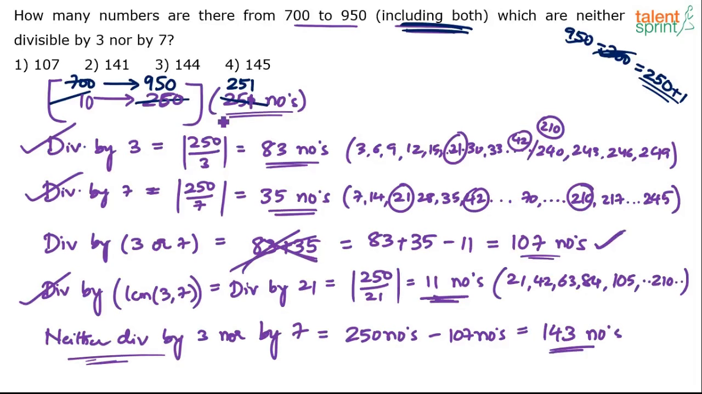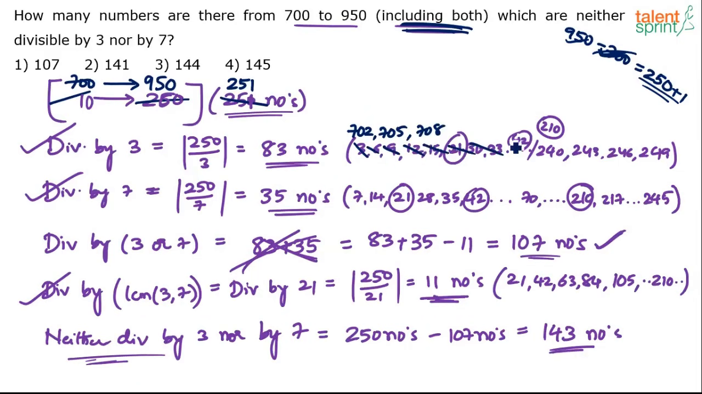You understand? The total number of number are 251, right? Let me change the color of the pen. So numbers divided by 3, in which range? In this 251 numbers. But the point to be noted is it is starting with 700. So what will be the first multiple when we are starting from 700? 702. 702 is divisible by 3. Then 705. Then 708. You're getting it?